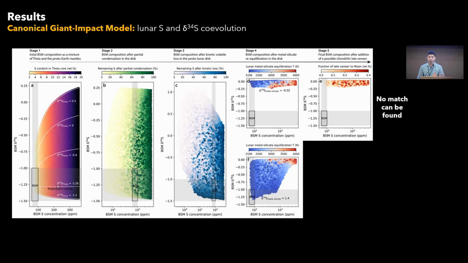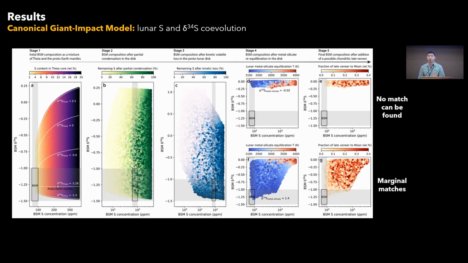But if we assume a bigger metal silicate sulfur isotopic fractionation factor, we see it starts to match somewhat better if we assume the metal silicate equilibration temperature is lower, but yet those matches are rather marginal. So basically the canonical models, yes, could principally reproduce the lunar constraints, but under very extreme conditions with some very restricted parameter space. So what about the synestia model?